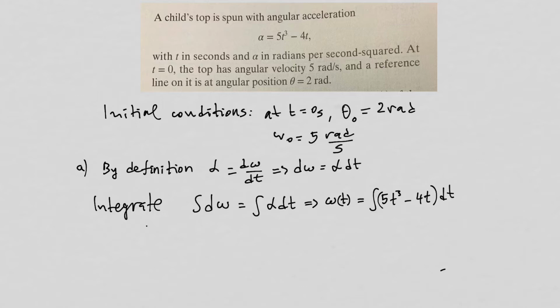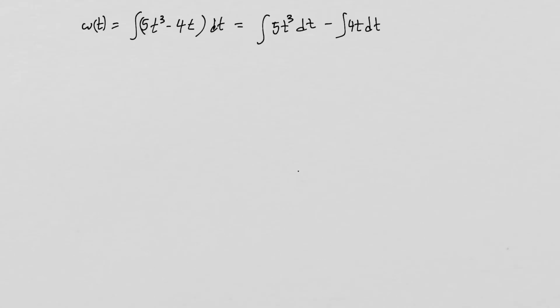So the left side of this relationship is simply omega as a function of time. And then on the right-hand side, I replace alpha with its expression, which is 5t to the third power minus 4 times t. So now I need to do that integral on the right-hand side. So the integral will look like so: integral of 5t to the third power minus 4t dt. I will split that into two integrals: an integral of 5t to the third power dt minus an integral of 4t dt.